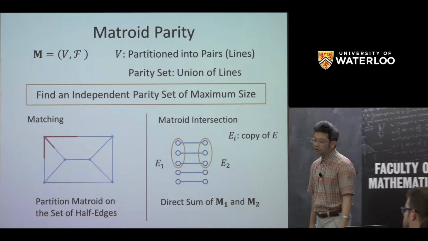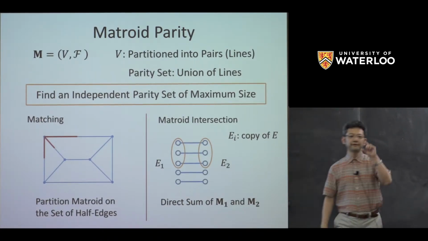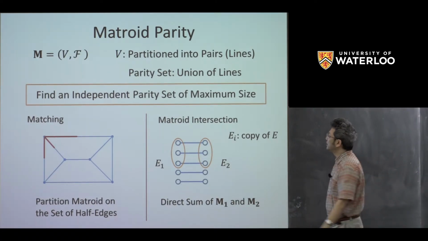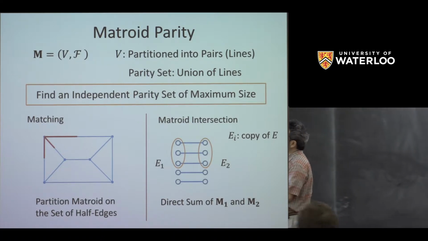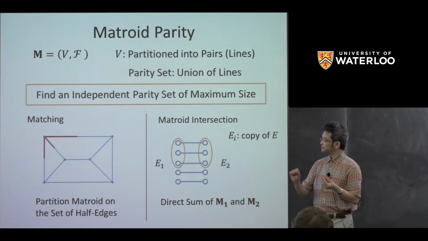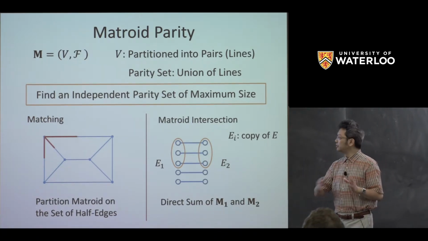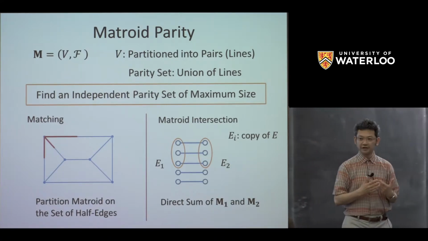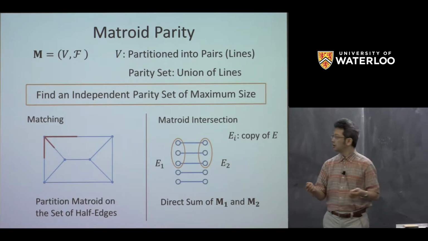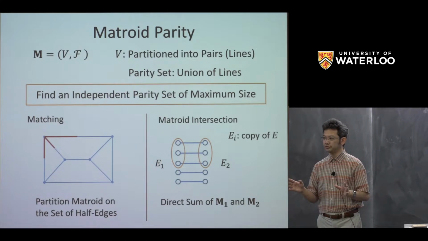Okay. So let me try to formalize what the matroid parity problem is. Suppose you have one matroid on the ground set V, and your ground set V is partitioned into pairs, which are called lines. Now, a subset of the ground set is called a parity set if it is a union of lines. So what we want to do is to find an independent parity set of maximum size. Okay. Now, is the problem clear to you?